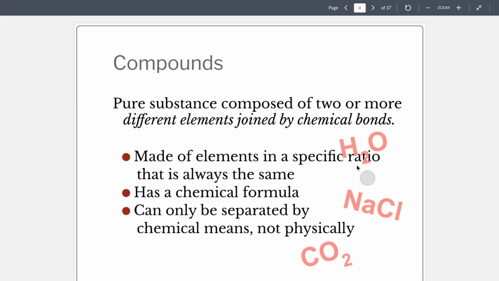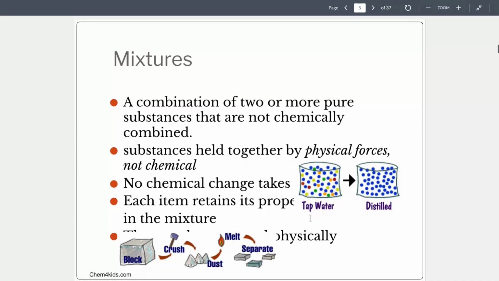Okay, it has a chemical formula such as H2O or NaCl, which is sodium chloride, which is table salt that you put on your food, or CO2, which is carbon dioxide. It can only be separated chemically, not physically, by chemical means. I cannot take H2O apart into hydrogen gas and oxygen gas without doing a chemical reaction. I cannot take sodium chloride apart without doing a chemical reaction. I cannot take carbon dioxide apart without doing a chemical reaction. I can't physically break these, okay? That makes it a compound.